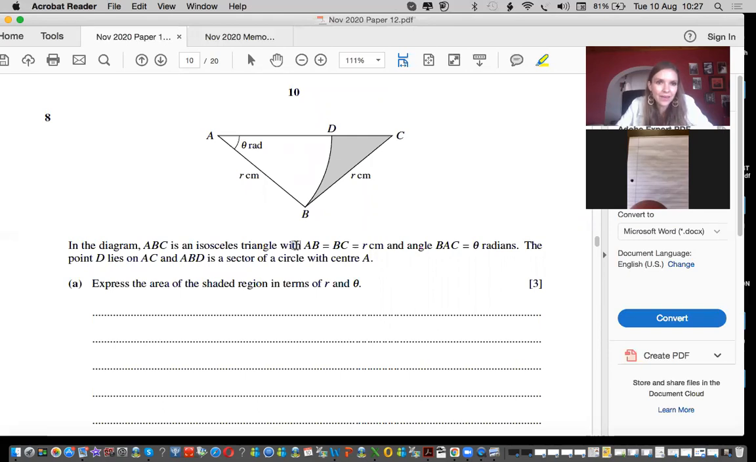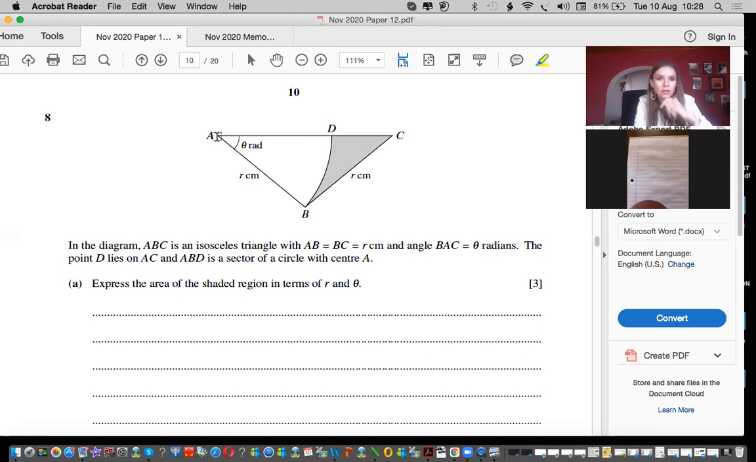In the diagram, ABC is an isosceles triangle. Isosceles: 2 equal sides; equilateral: all sides equal; scalene: none of them equal. Isosceles triangle with AB equal to BC, so they are both R. They also say angle BAC is theta. The point D lies on AC. Okay, there's D. And ABD is a sector of a circle with center A.